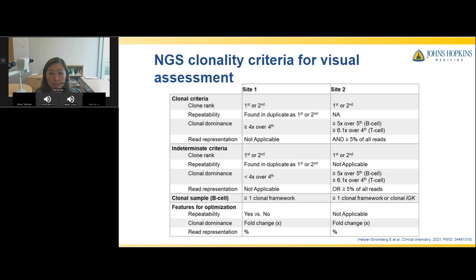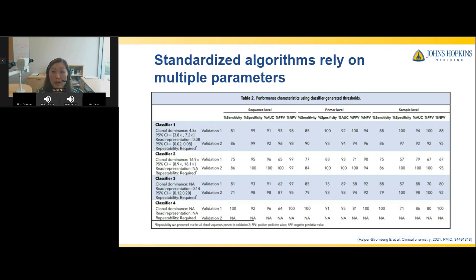So what we then did with these data was that using these 3 features, we trained several algorithms based on a subset of the cohorts, and we developed several classifiers. The details of the classifiers are not terribly important, but classifier 1 used all 3 parameters, i.e. dominance, percent reads, and repeatability. Whereas classifier 2 only used 2 of them, classifier 3 the other 2, and classifier 4 used repeatability alone. Now the resulting sensitivity and specificity shown here are quite detailed, because we assess this on the sequence level, on the primer set level, and on the sample level.